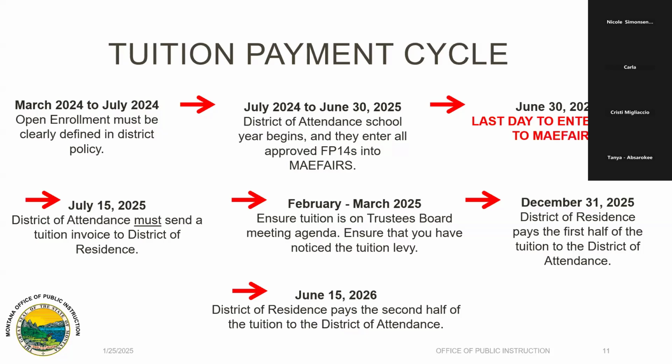July 15th, the district of attendance must send a tuition invoice to the district of residence. So you get these in, you review them, you make sure all your information is in there, and then you can send these out to the district of residence. Again, be careful because these invoices have kid information on them, so you either have to mail them or do a secure file transfer.